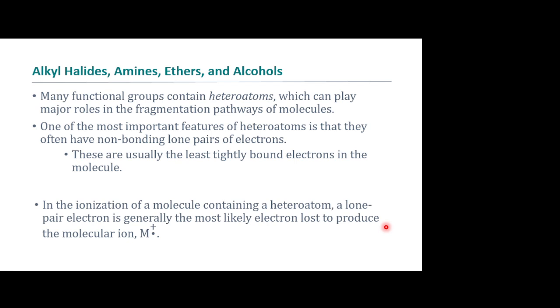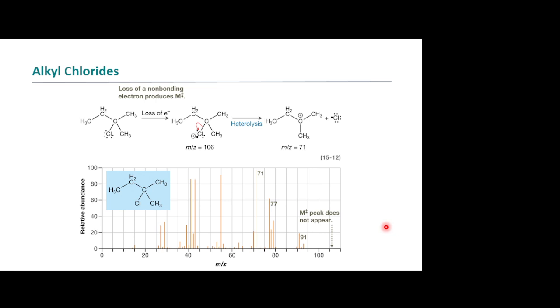So in the ionization of a molecule containing a heteroatom, the lone pair electron is going to generally be the most likely electron lost that will produce the molecular ion, that M+, because again, they're going to be the ones that are not bound between things, right? They're going to be drifting off on their own, and they're easier to access, they're easier to pull away, they're easier to move. So this right here is your loss of your non-bonding electron, and this is going to give you your M+. In this case, we'll end up with an M+2 as well, right?